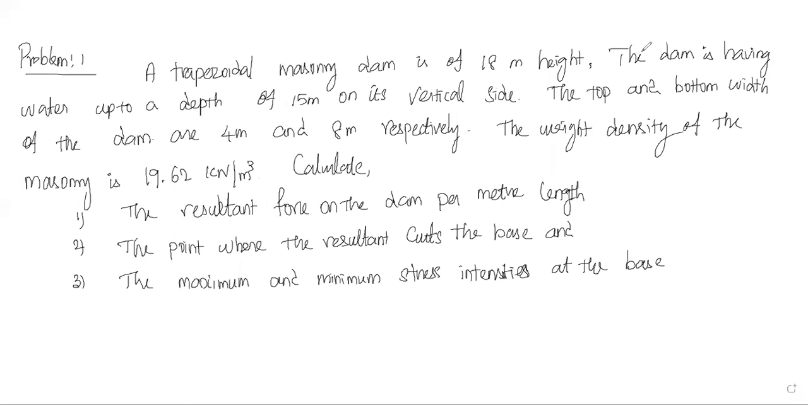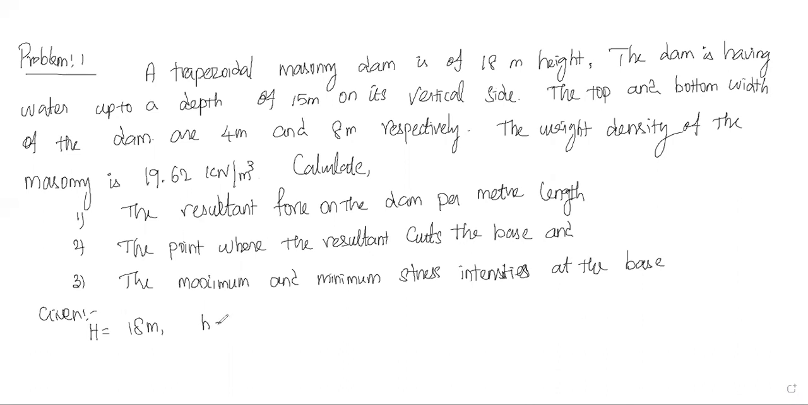Here is the problem related to trapezoidal dam structures. The given problem is a trapezoidal masonry dam of 18-meter height. So the given data becomes: masonry dam height, capital H is equal to 18 meters. The dam is having water up to a depth of 15 meters.